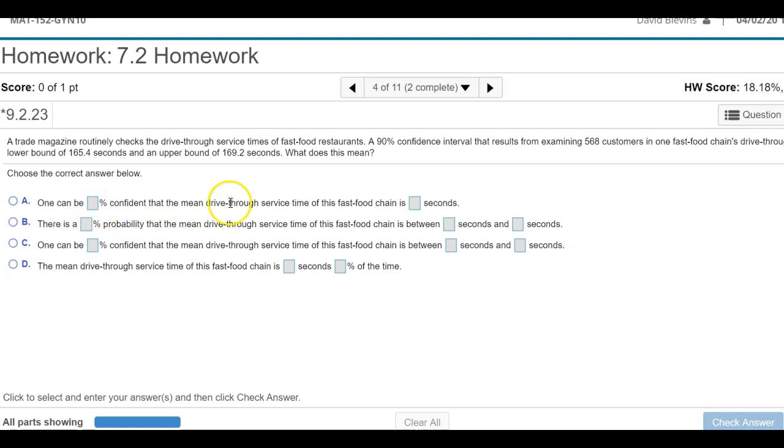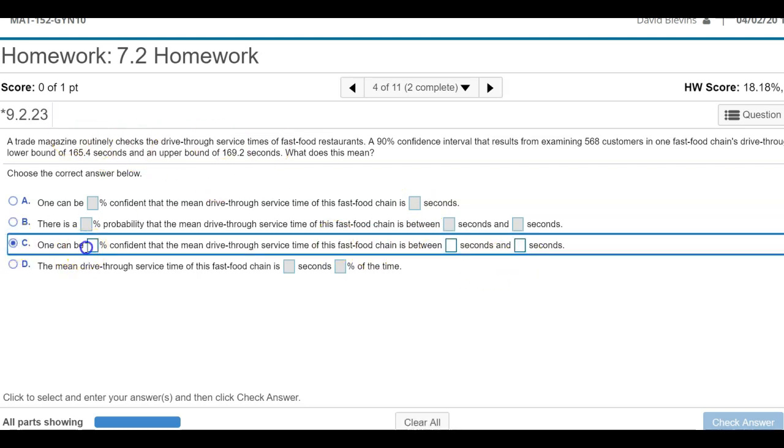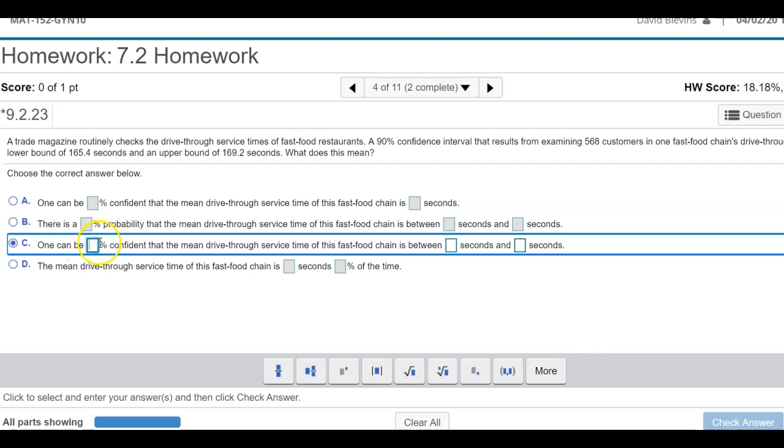One can be blank confident. It's not this number. It's between these two numbers. So that's what we mean by a confidence level, our confidence interval. So we're going to put our confidence level, and we're going to put our lower and upper, and just read it. That's what all of these things translate to when we construct a confidence interval. It's important that you understand this. We're 90% confident the average of all drive-through times.